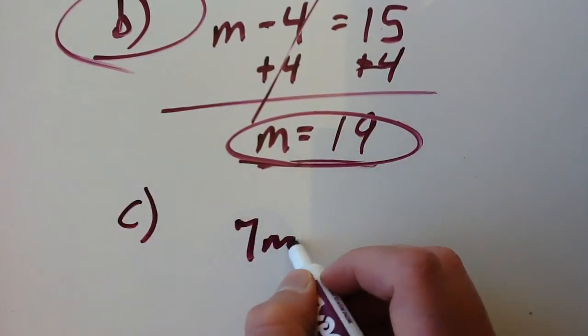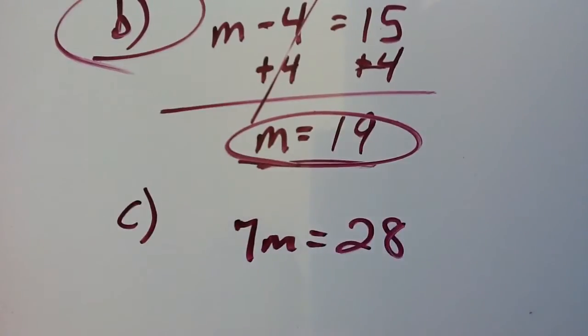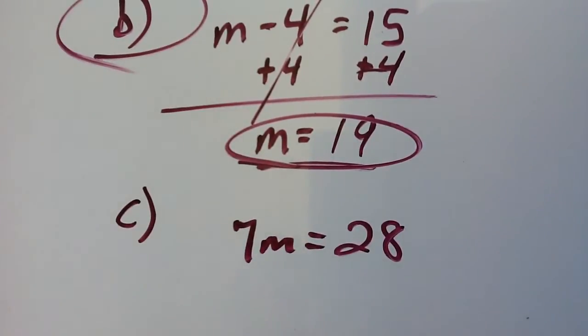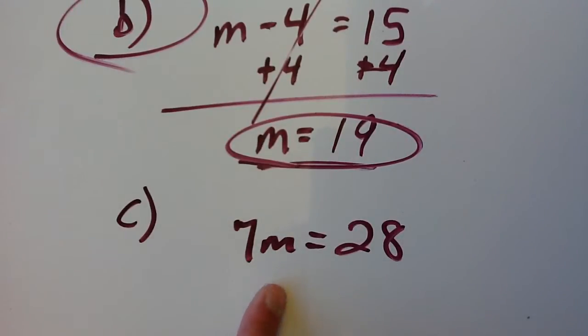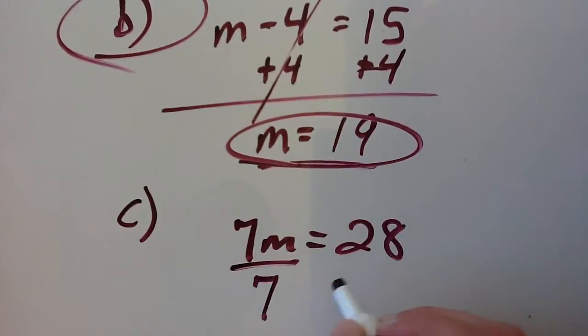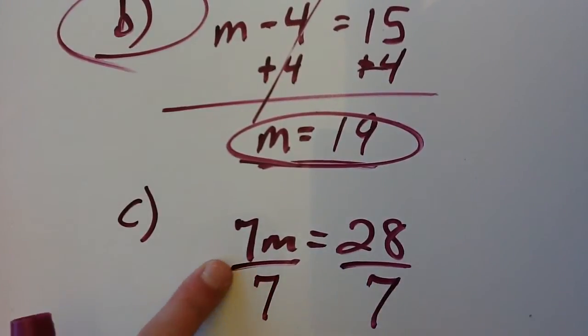C, we have 7m equals 28. Now remember, how do I read this? What does 7m mean? 7m means 7 times m. So to get m by itself over here on the left side of the equal sign, I would need to do the inverse operation of multiplication. What's the inverse of multiplication? What undoes multiplication? Division, right? I divide.